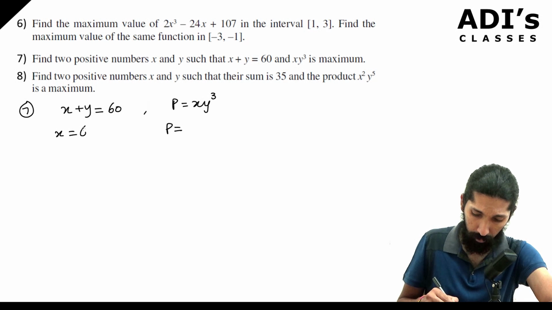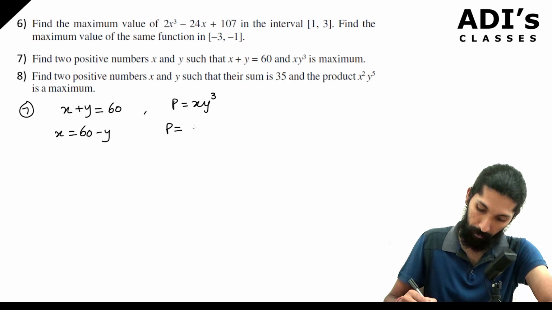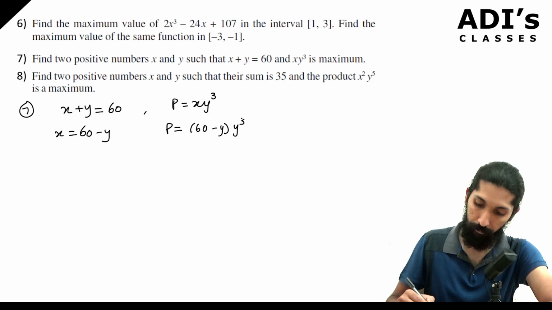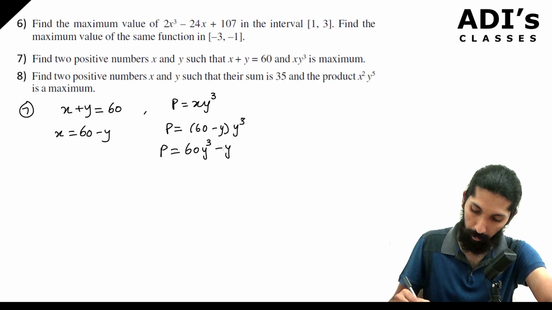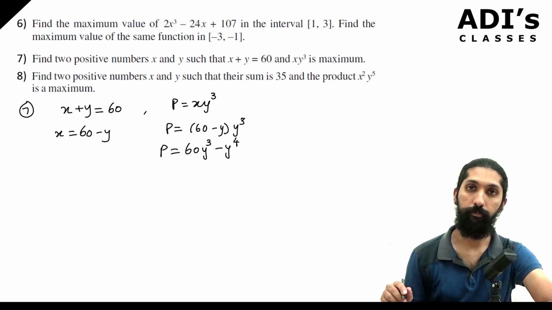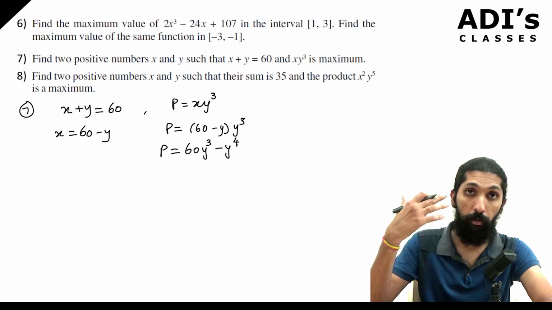x is equal to 60 minus y. This makes things a lot easier. So you have (60 minus y) into y cube. The product will become 60y cube minus y power 4. Differentiate this and we'll get the turning points or the points of inflection.